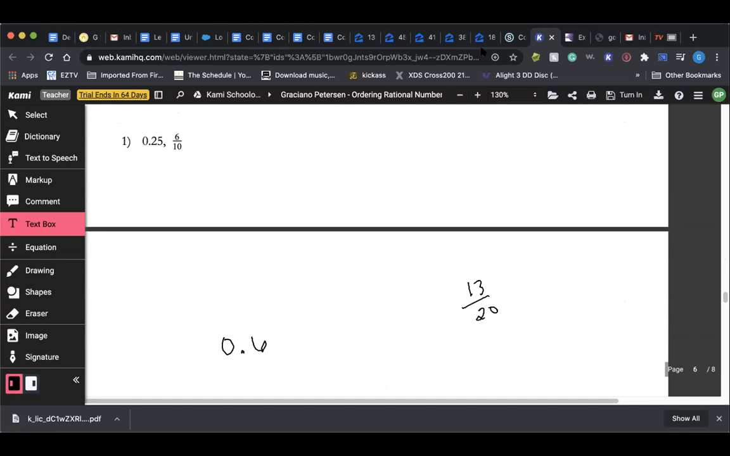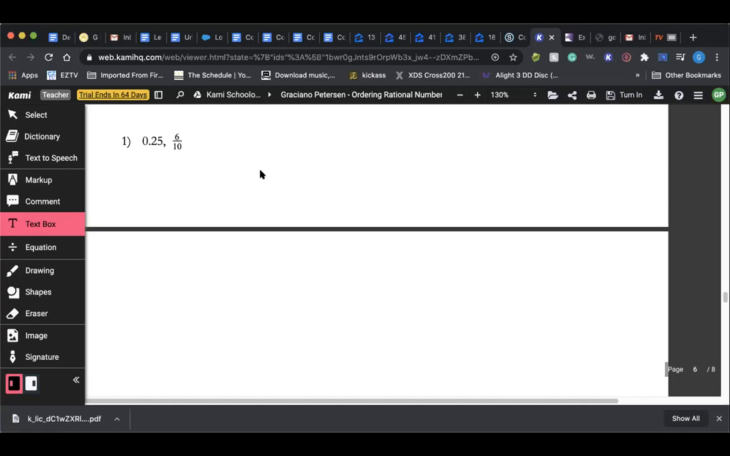We tried it once already with 0.65. Now we have 0.25 and 6/10. Again, we're only going to compare them once. We're either going to compare them both as decimals or both as fractions. So what do we want to do? Both as fractions? Yeah, I heard that first. Is that okay? Fractions. Okay, we're going to make them both fractions.